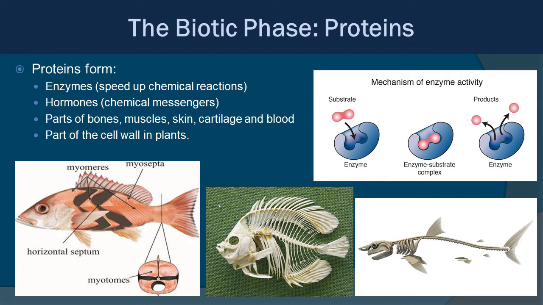Hormones are also really important because they're chemical messengers that essentially tell your body what to do and when to do it. You talk a lot about hormones when you're growing up because there are a lot of hormones that get released as you are developing, which helps you go from a baby to a young adult to an adult. But there are a lot of hormones that work throughout your entire life as well to modulate and regulate things in your body. Also, parts of bones, muscle, skin, cartilage and blood are all protein-based. So you get the fish with its muscles and the skeletal systems and the cartilage and the shark, things like that. They also are parts of cell walls in plants.